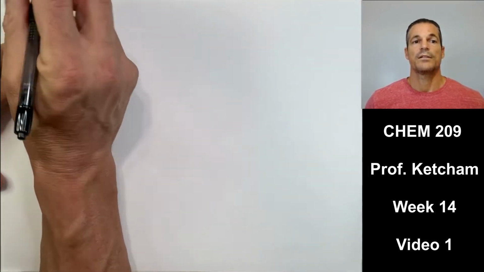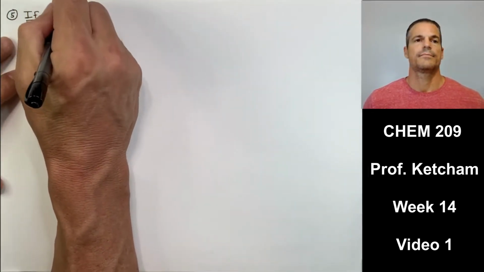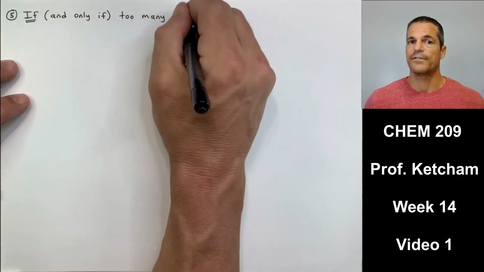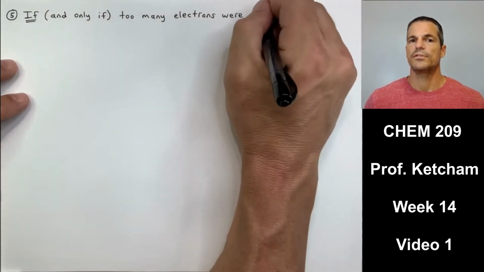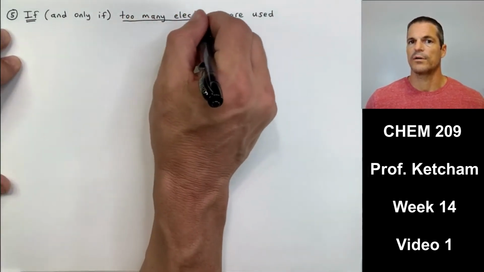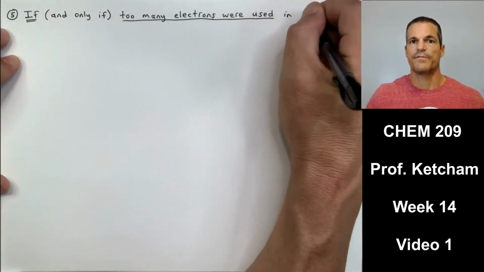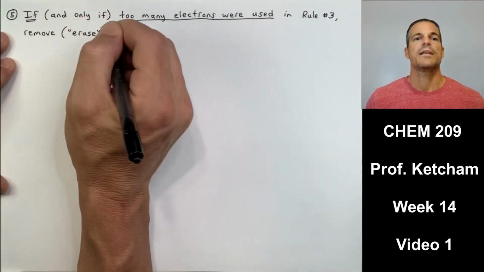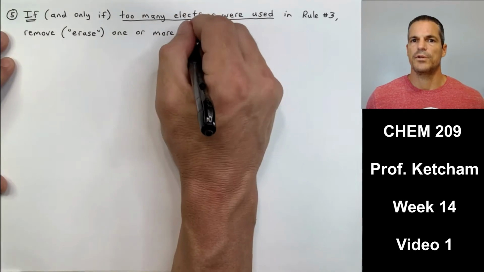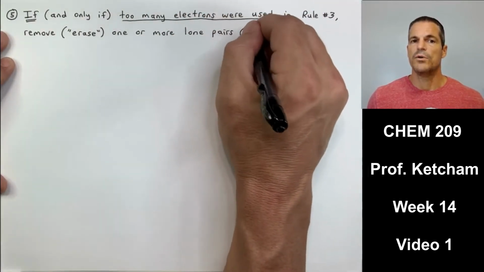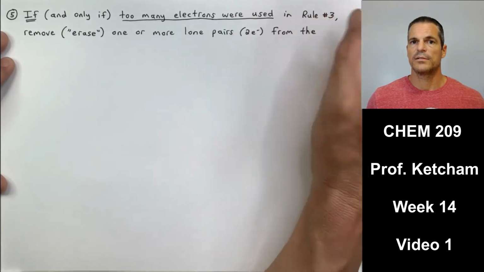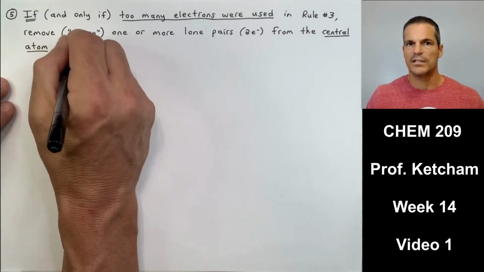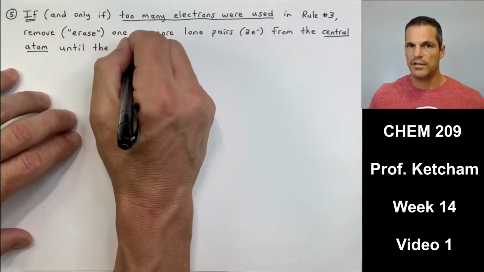All right, so rule number 5 is the following. It says, if and only if too many electrons were used, which was never the case just now in Rule 4, okay? We're going to do this again where Rule number 5 comes into play. Rule number 5 is not really going to come into play here for this first round. If and only if too many electrons were used in Rule number 3, we have to remove one or more lone pairs and throw them in the trash. Throw them away. We'll never use them again. We're not going to bring them in and make double bonds or anything. They are gone in the garbage.